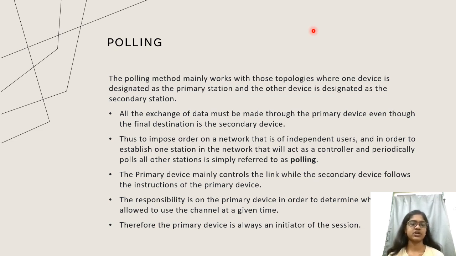So now for illustration purposes, think of polling like a teacher asking each student in the class if they have a question. If a student, a secondary device, has something to say, they respond. If not, the teacher will just move on to the next student or the next topic. And this keeps things organized and avoids talking over each other in the class. Similarly, polling does the same in networking.